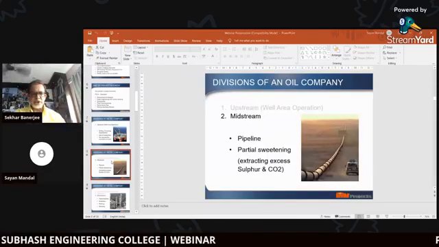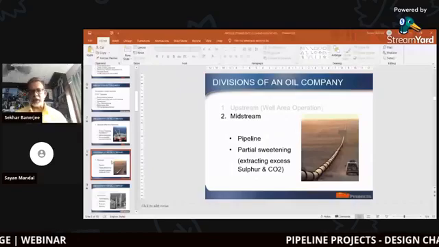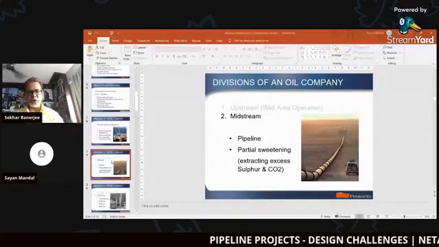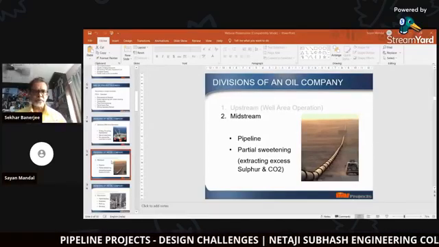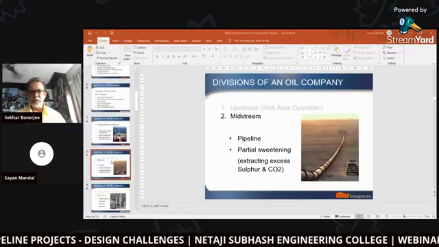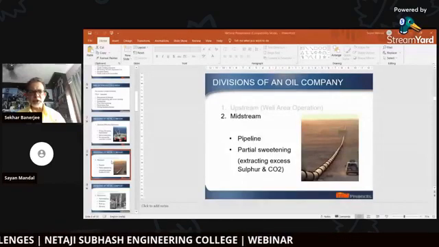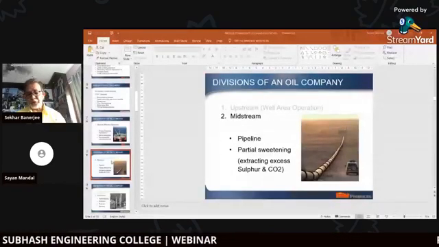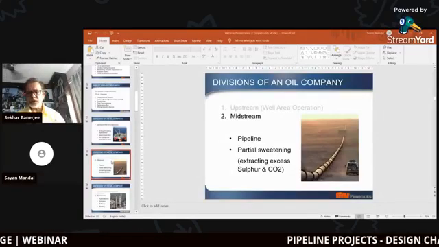Next is midstream. The midstream is basically the transportation of oil and gas from the upstream area, that's the well area, to the refinery area. It's mostly a pipeline, a long pipeline, probably hundreds of kilometers long. But before we transport it, before we put it into the pipeline, we need to know: is it too sour?